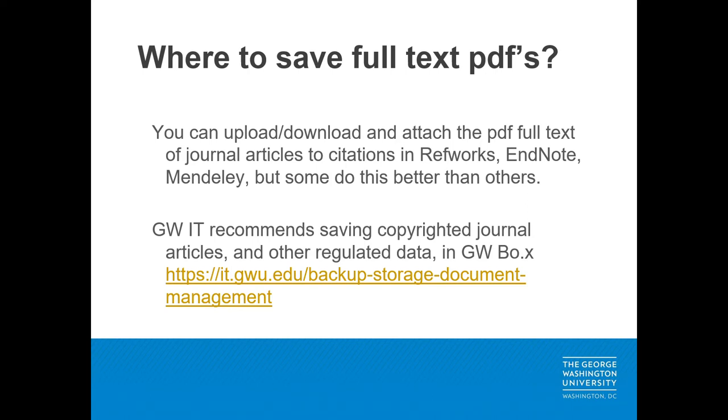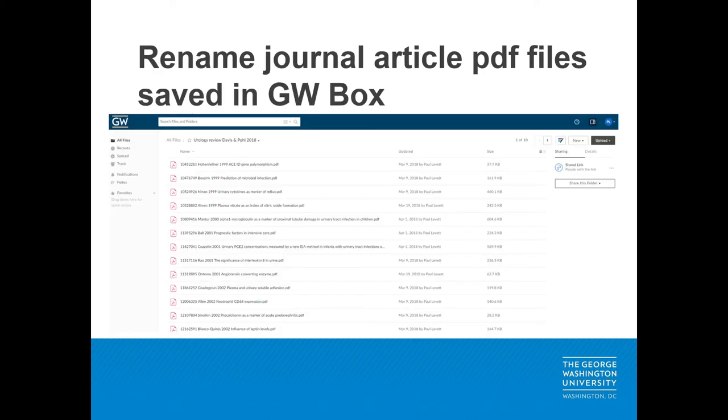You can upload, download, and attach to citations the PDF full-text journal articles in RefWorks, EndNote, and Mendeley, but some do this better than others. GWIT recommends saving copyrighted journal articles and other regulated data in a GW box folder. If you do decide to save PDFs separately from the citations, for example in a GW box or Google Drive folder, it is important to rename each PDF file to make it easier to retrieve. Good practice would be to use some unique identifier, such as the PMID number from PubMed, for each article.